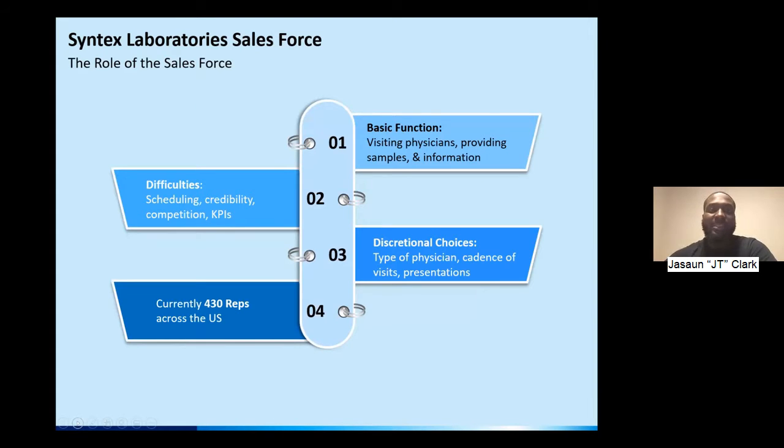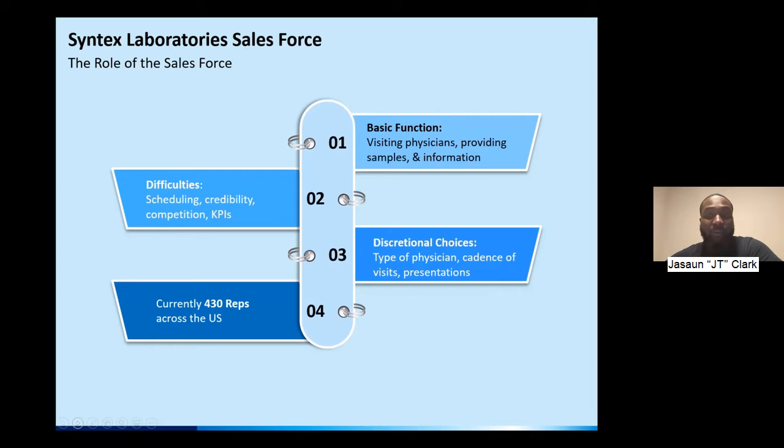Next, we'll begin into the Syntex Laboratories sales force and the roles. The role of the Syntex sales force is multifaceted. At the core, sales reps need to visit physicians, provide samples of the relevant products, and provide any additional information to the physicians. The sales reps have difficulty scheduling physicians' time, especially. You can imagine that between visiting patients, surgery, writing prescriptions, training, and computing, the physicians have little time. They have even less time for sales reps who they don't trust and believe aren't credible.